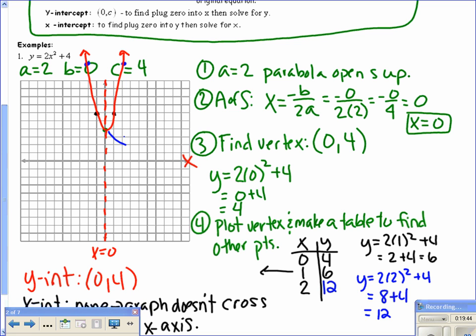So this is a minimum. And the minimum value, remember, is the y value of your vertex, which in this case is 4, so the minimum value of the graph is 4. That's something else we also want to talk about when we're doing these equations.